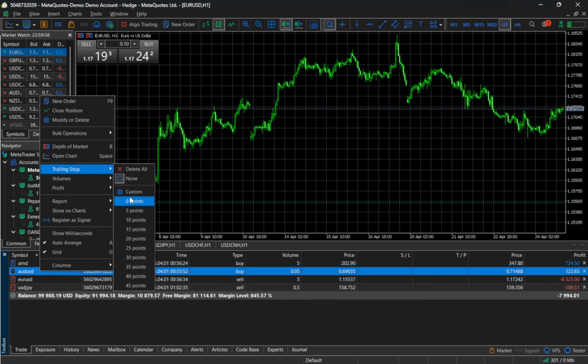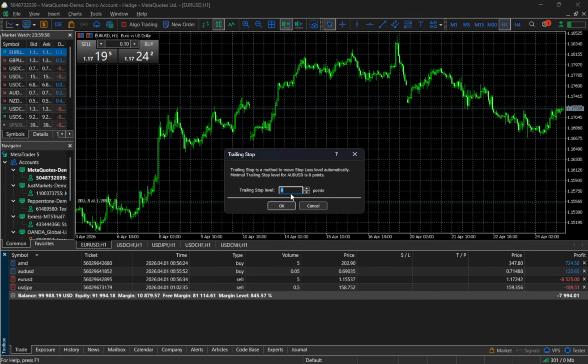The distance you choose is how far behind the current price your stop loss will trail. In MT5, points are the smallest price increments. For example, if you pick 20 points, the stop will remain 20 points behind the current price as it climbs for a buy, or 20 points above as it falls for a sell. If you want a specific distance that isn't listed, select Custom and enter your own value. Once selected, you're done. MT5 will automatically move your stop loss only when the trade is going in your favor. It will not loosen the stop or increase your risk if price moves the wrong way.